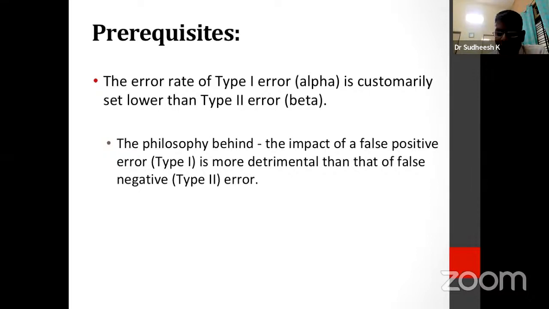Now why you want to keep alpha error as low as possible is because you are unnecessarily causing damage. Suppose there is no difference between the two groups, but you find a difference and you propagate widely saying that this particular drug A is better than drug B, and drug A will be rampantly used among the patients in clinical practice without knowing the side effects of this particular drug, and it can result in very devastating consequences. That is why it's always important that you keep alpha error as low as possible and beta error at around 0.2.